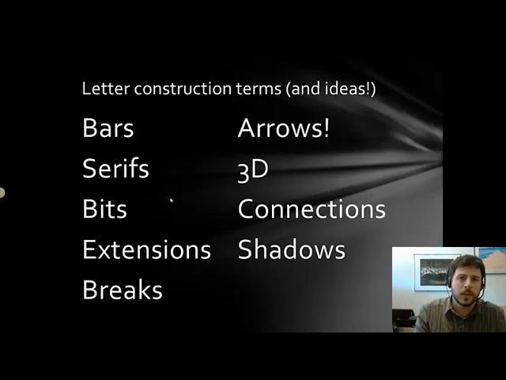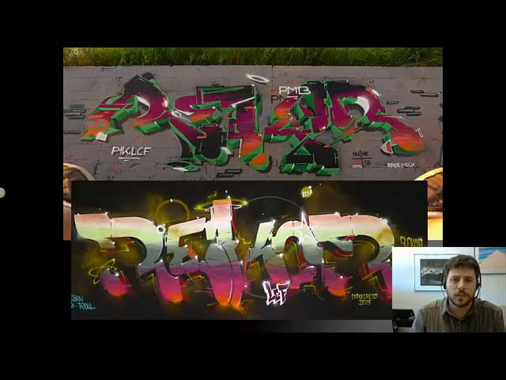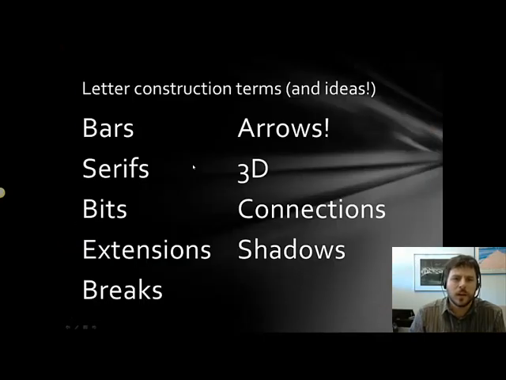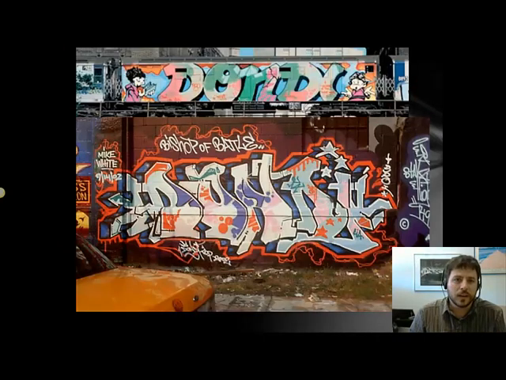Bits are those things that stick off of letters. Recor does a good job here with his bits. He's got a couple of bits sticking off here. Extensions are where one letter moves into another. Let's go to Dondi. Dondi has an extension at the bottom of his D down here.